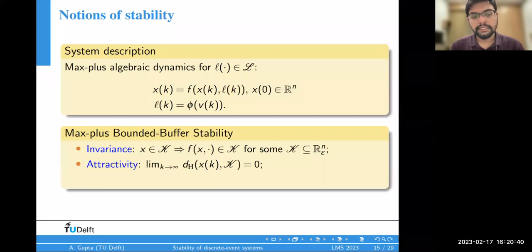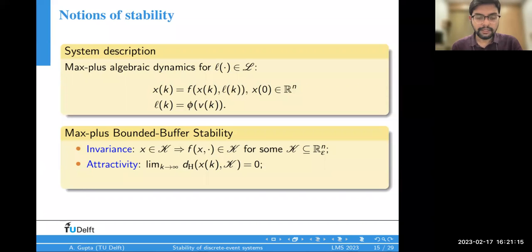The next thing is attractivity. So the second part is, we now consider distances in terms of this max plus Hilbert's projective norm, and we would like that asymptotically the distance between x of k and the invariant set goes to zero. Again, I've written it in an asymptotic sense, but this could actually be achieved in a finite number of steps. And then we have exponential convergence.